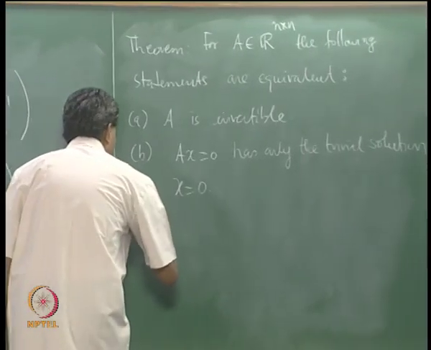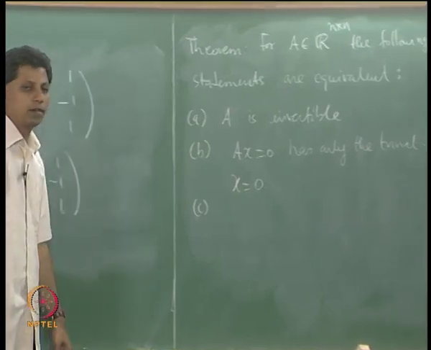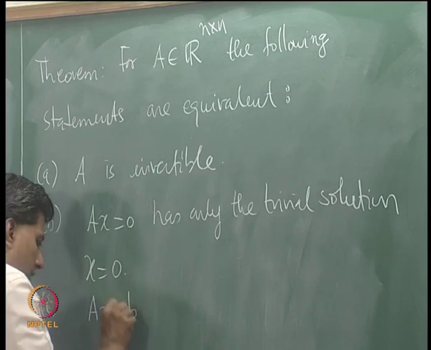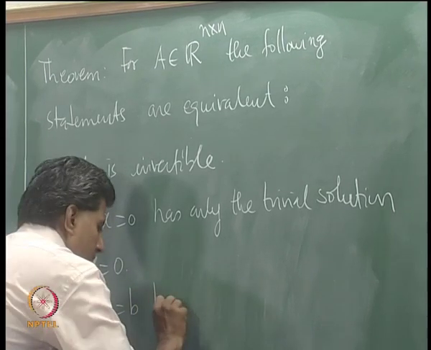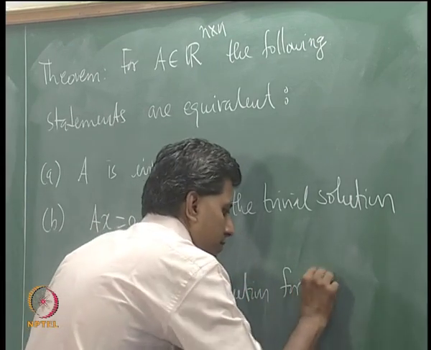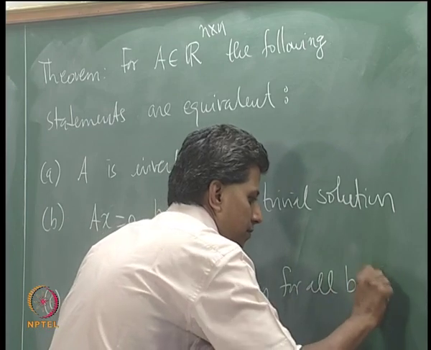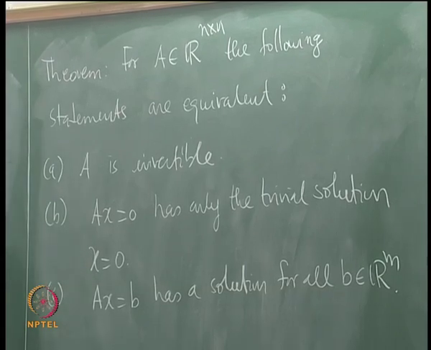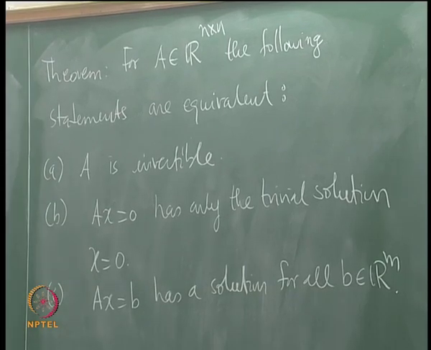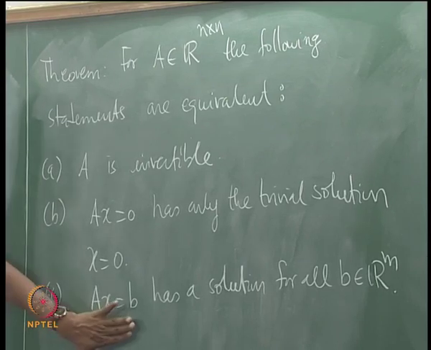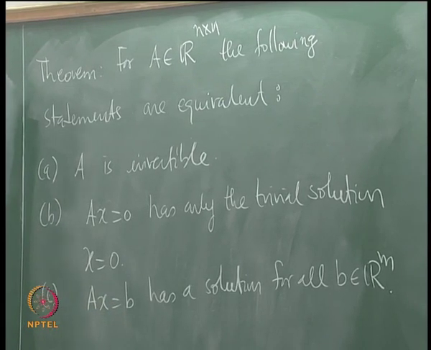Third statement is now about non-homogeneous systems. The non-homogeneous system Ax equal to b has a solution for all b. That is the third statement. The non-homogeneous equation has a solution for all b. These three statements are equivalent. If A is invertible, then any non-homogeneous system will have a solution, b an element of Rn.